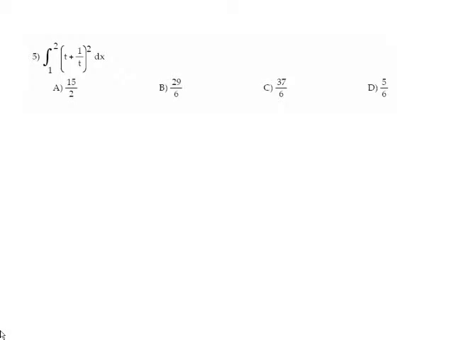And number 5, we have another definite integral we want to calculate. But first, it would be advantageous to go ahead and expand the integrand so it would be easier to integrate. So we write the integral from 1 to 2 of t squared plus 2 plus t to the minus 2, which is 1 over t squared, dt.